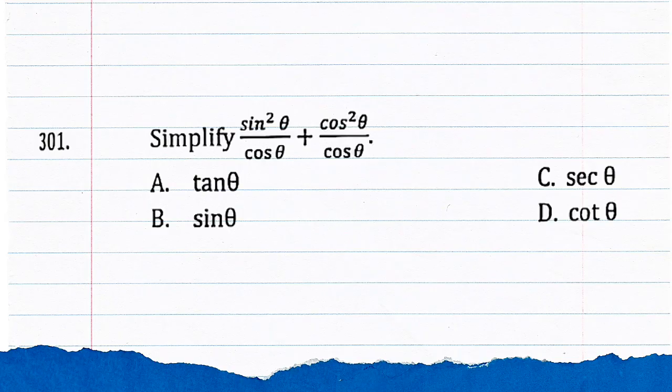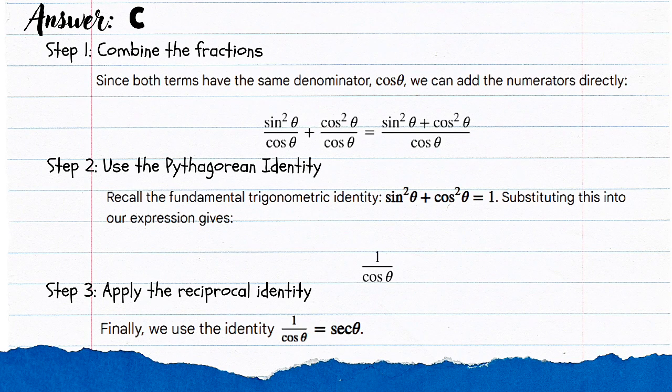Question number 301. Simplify sine squared theta over cosine theta plus cosine squared theta over cosine theta. And here are the choices. Letter A, tangent theta. Letter B, sine theta. Letter C, secant theta. Letter D, cotangent theta. And the answer is letter C.